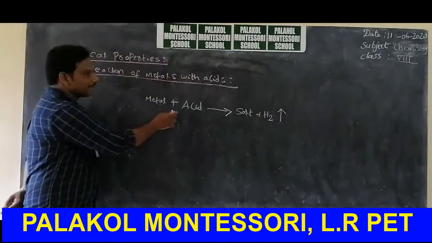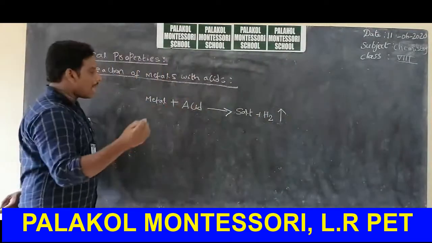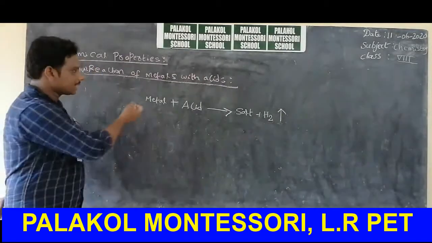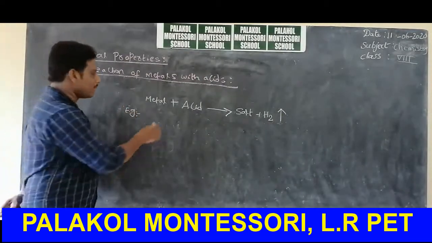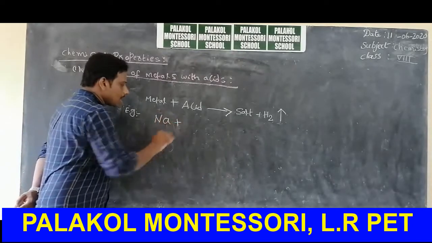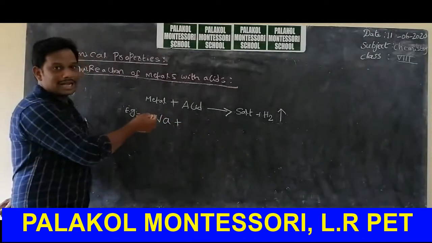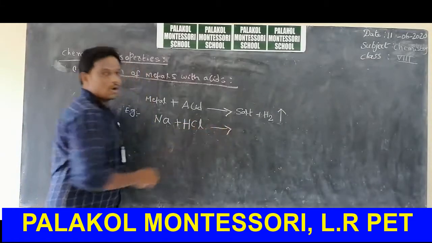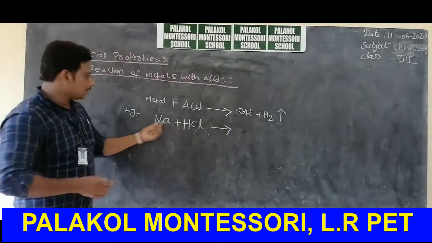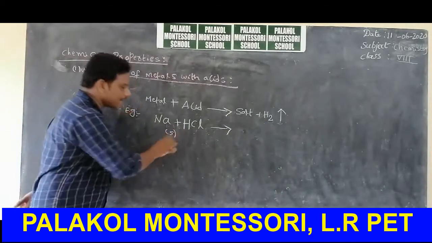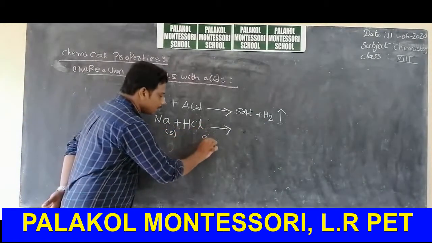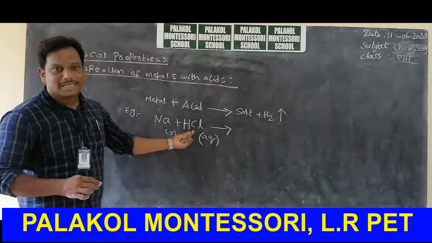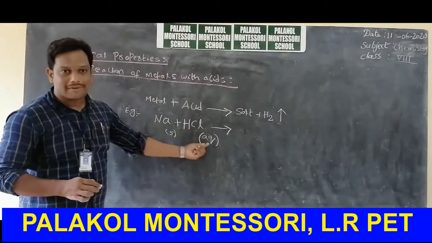When a metal reacts with acid, it forms salt and hydrogen. I will take one simple example. Can we give any example? The simple example for metal is sodium, atomic number 11. A simple example for acid is hydrochloric acid, HCl. When sodium metal reacts with hydrochloric acid, sodium is present in solid state and hydrochloric acid is present in aqueous state, that means hydrochloric acid liquid dissolved in water, which we call aqueous.